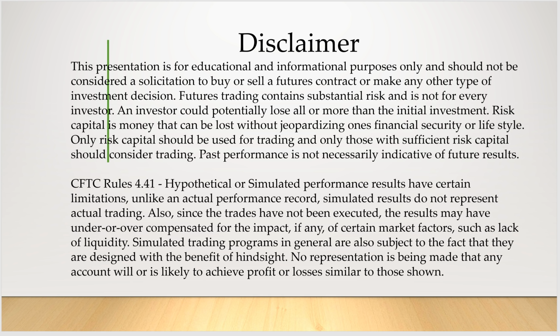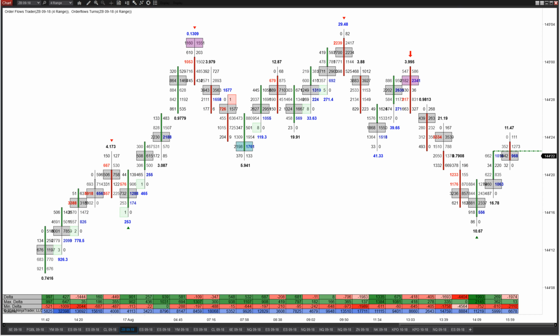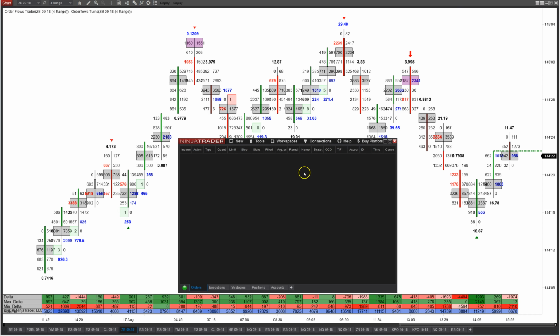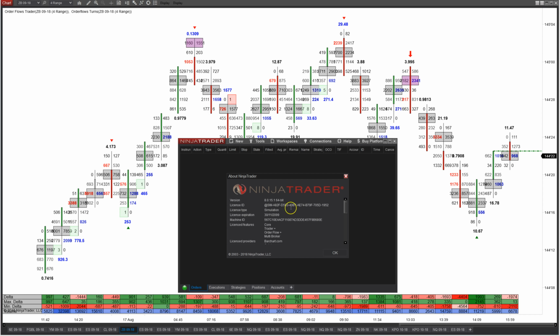And how do you find what version you are on? Just give me a second here and I'll pull it up for you. Let me just get my NinjaTrader screen up here. Okay, when you load up NinjaTrader, you have the NinjaTrader control panel. Go to Help, go to About, and you'll see it here: version 8.0.15.1, 64-bit. This is the most recent version 8.